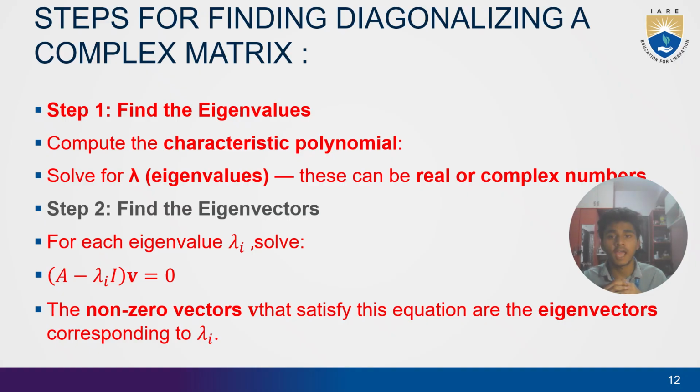Steps for diagonalizing a complex matrix. Step 1. Find the eigenvalues. Compute the characteristic polynomial. Solve for lambda, the eigenvalues. This can be real or complex numbers.